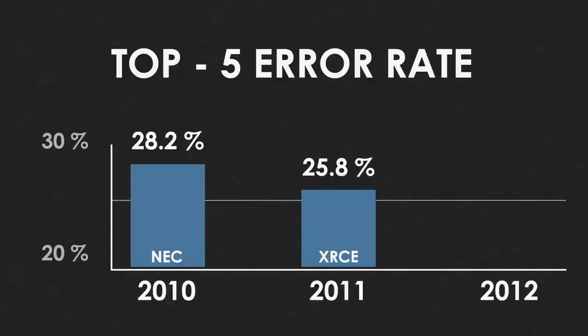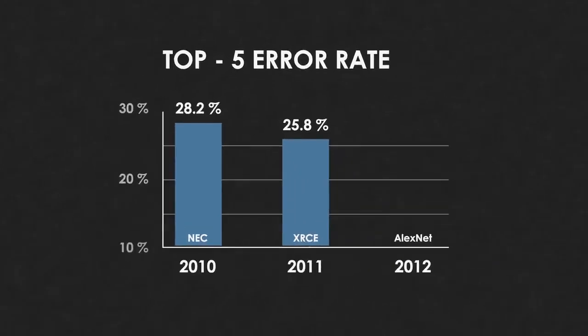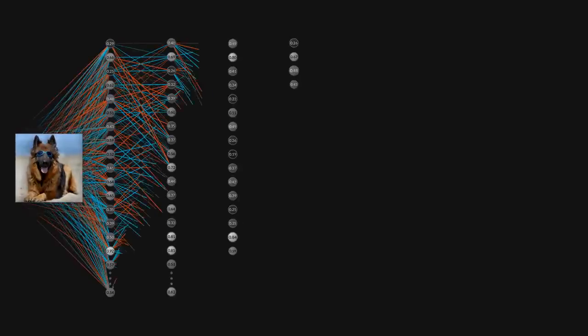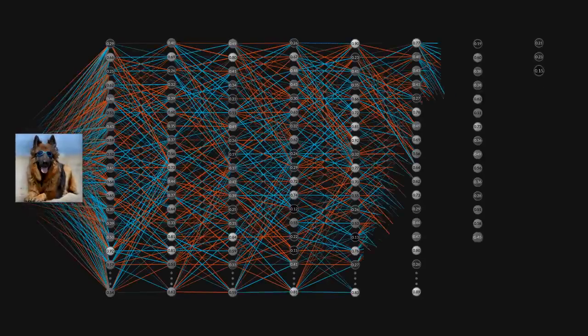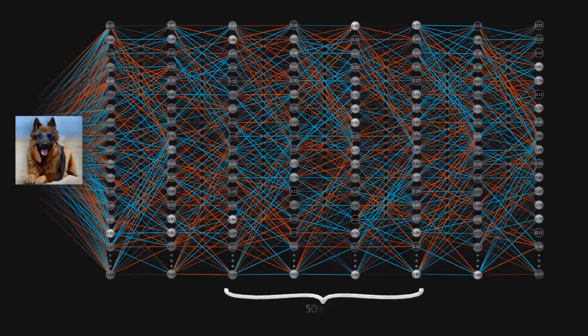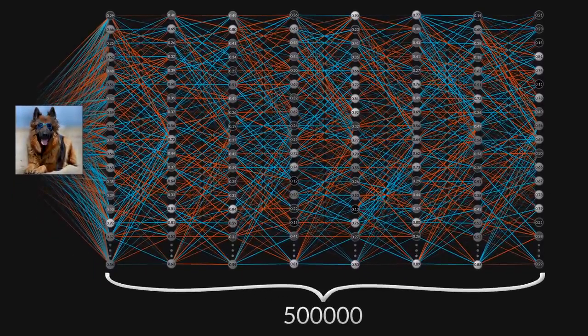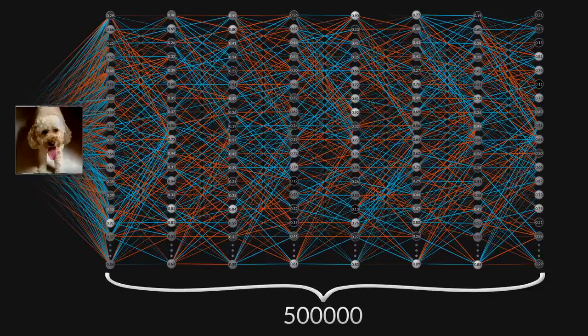But the next year, an artificial neural network from the University of Toronto called AlexNet blew away the competition with a top 5 error rate of just 16.4%. What set AlexNet apart was its size and depth. The network consisted of 8 layers and in total 500,000 neurons. To train AlexNet, 60 million weights and biases had to be carefully adjusted using the training database.